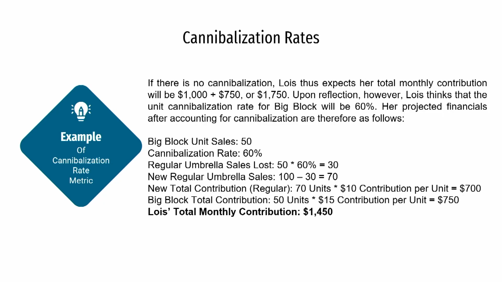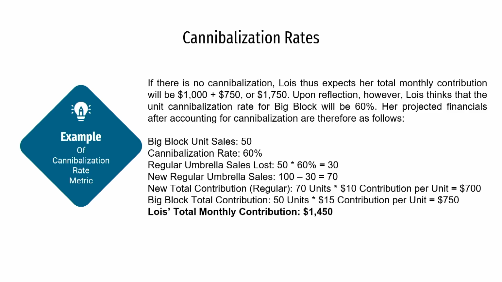So big block unit sales is 50, right. The cannibalization rate is 60%. So how many are coming from the older product? It is 50 into 60%, that is 30. So how many units of the older product were sold before introduction of this product? It was 100. Now 30 fewer units will be sold for the older product. So 100 minus 30, that is 70.